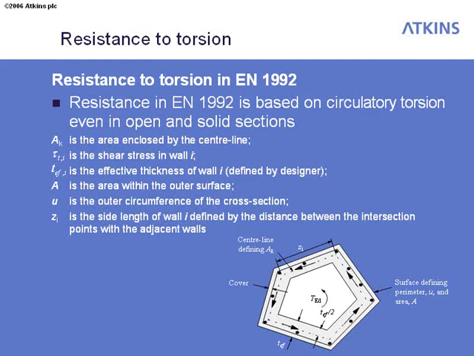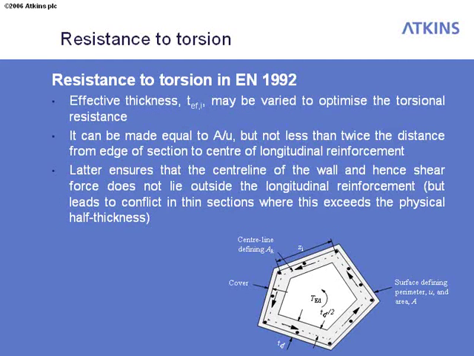Some other definitions really just listed out here. A_k, that's the area enclosed by the centerline perimeter of the effective wall thickness. Tau is the shear stress in each of the walls. A is the area of the whole cross-section basically. u is the outer circumference of the whole cross-section. And then z here is basically the side length of each of the walls. And there's plenty of choice here again for the designer, because the wall thickness is basically up to you to decide. We'll talk about that a bit more, about how you go about choosing that.